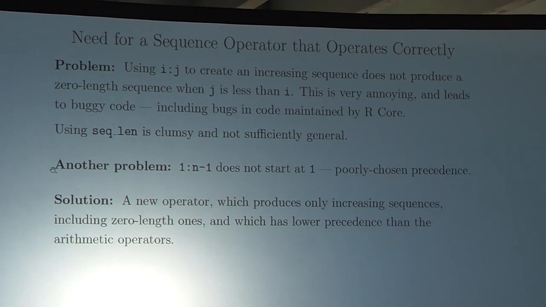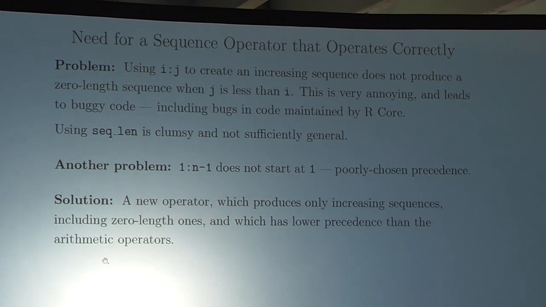So a second problem with the colon operator is that 1:n-1 doesn't start at 1, because, of course, the 1:n has higher precedence than the minus, so this actually goes from 0 to n-1. And, well, this just seems to be a poor precedence decision. I suppose there are times when this is actually what you want, but I think experience has shown that much more often you want the precedence to be the other way around.